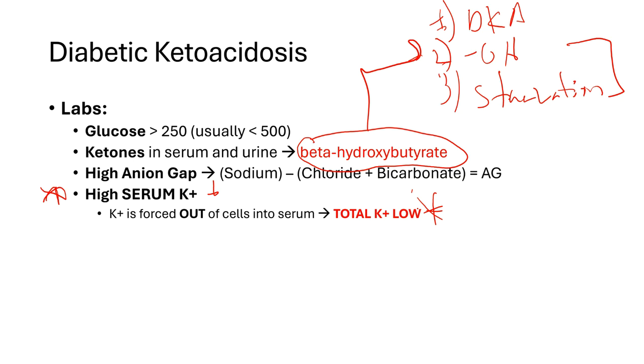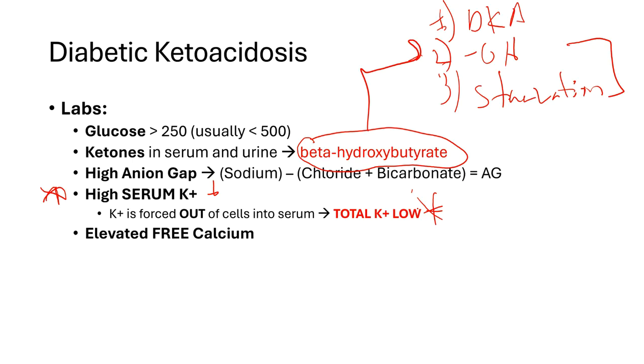The last thing we'll talk about for labs is that sometimes we see elevated free calcium. We can see this in both HHS as well as DKA. The reason is that the increase in glucose can displace the calcium from albumin, thus leading to increased free calcium. This can also contribute to abdominal symptoms.